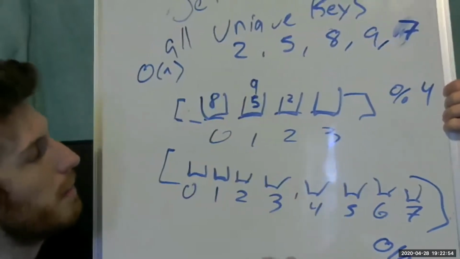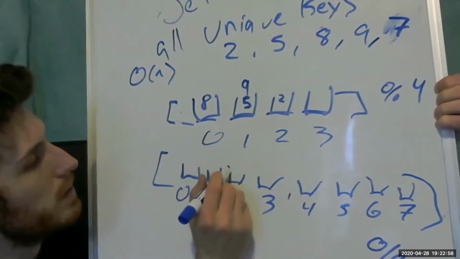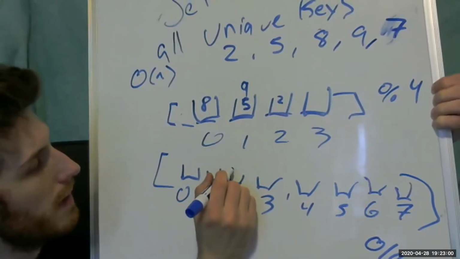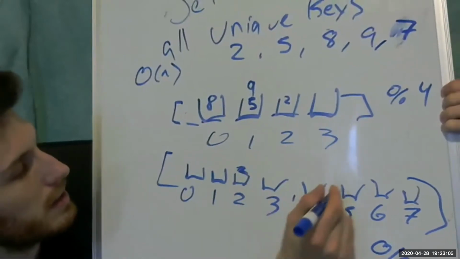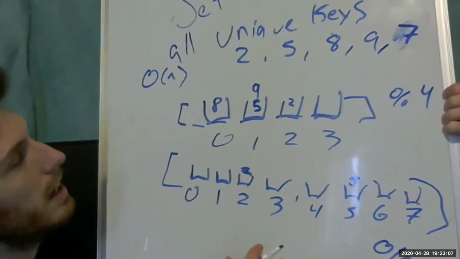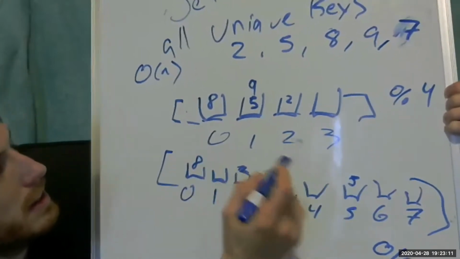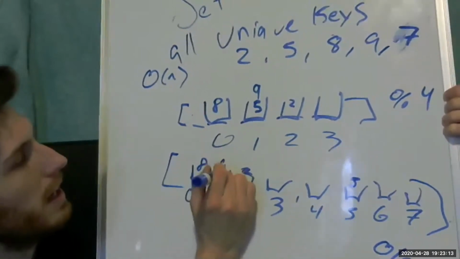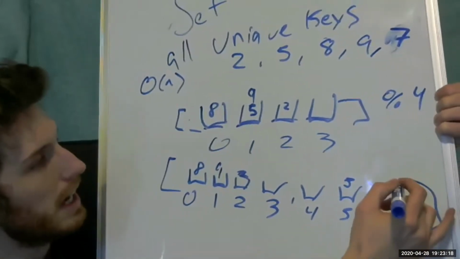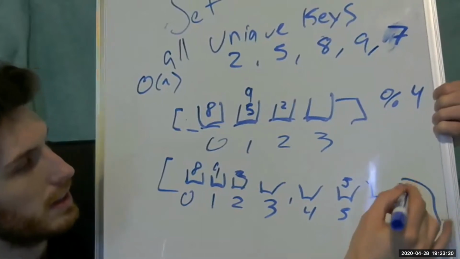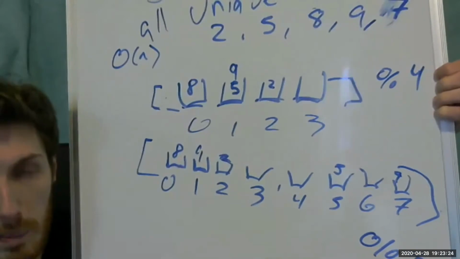So 2 mod 8 gives us back our 2. So I'm going to put the 2 in here. 5 mod 8 gives us 5, it's less than 8. 8 mod 8 gives us 0, so that's our 8 here. 9 mod 8 gives us 1, so 9 goes here. And 7 mod 8 gives us 7, and we have our 7 here. Okay, so now we've got this nice distribution along our buckets again.